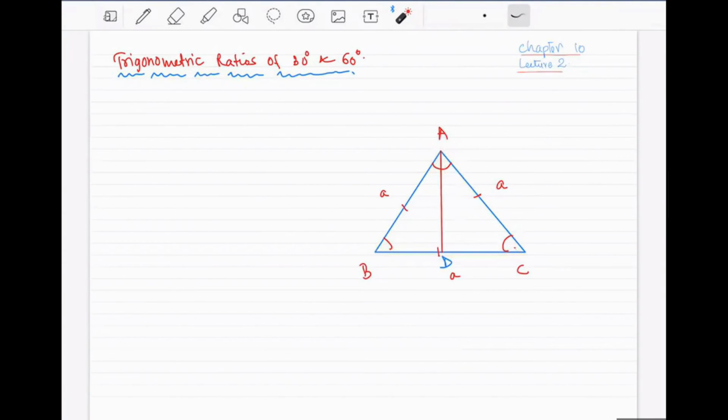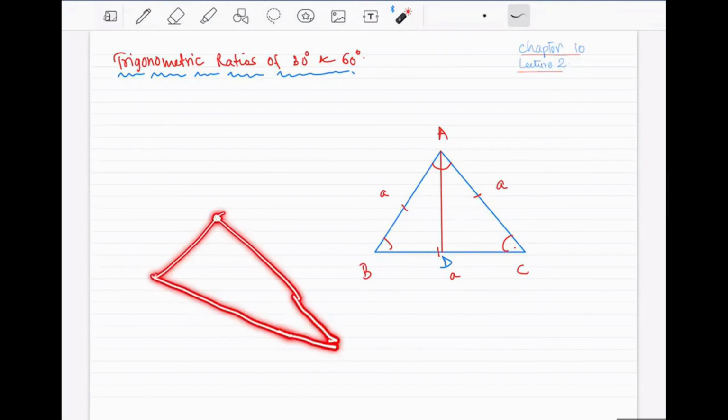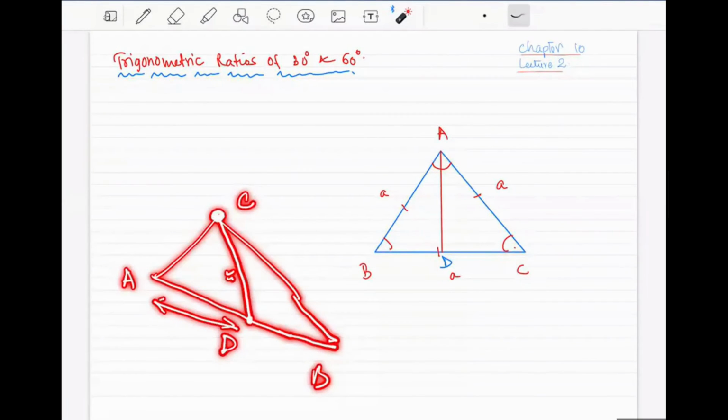What is a median then? I'm drawing an irregular triangle. A median is a line from a vertex, from this point right here. Let's say this is A, B, C. From C, if I draw a line like this, let's say this is D. And the property of this line CD is that it divides AB into two equal parts.